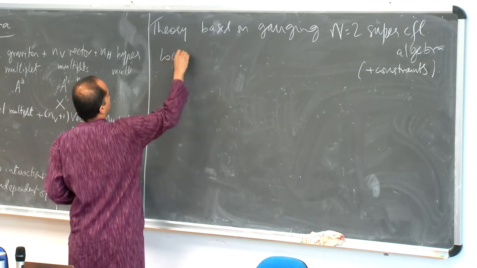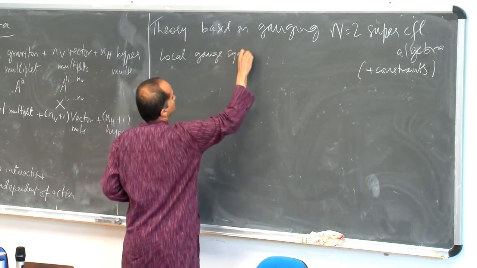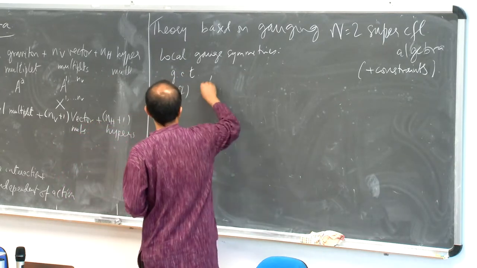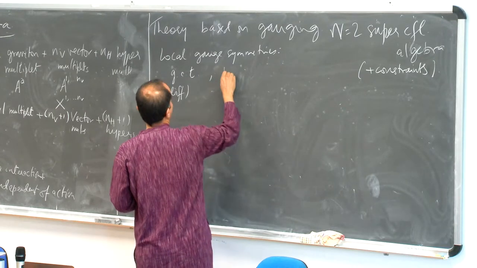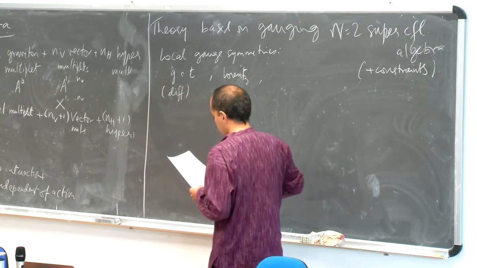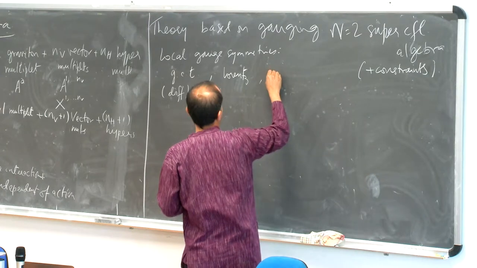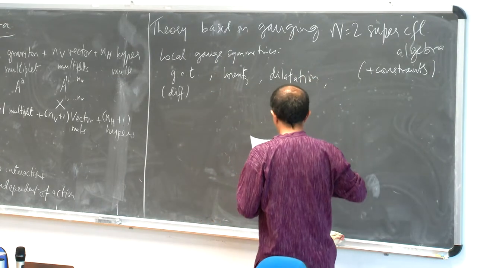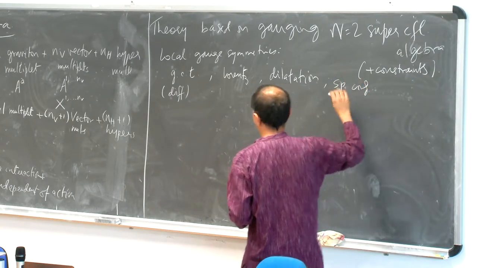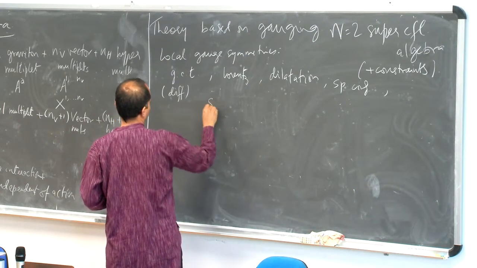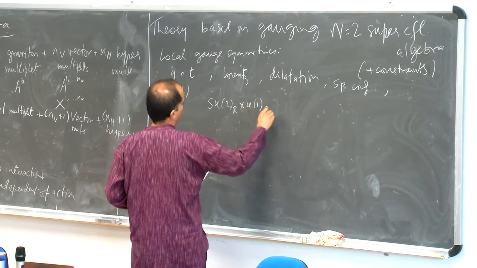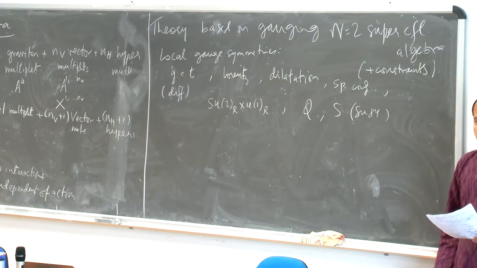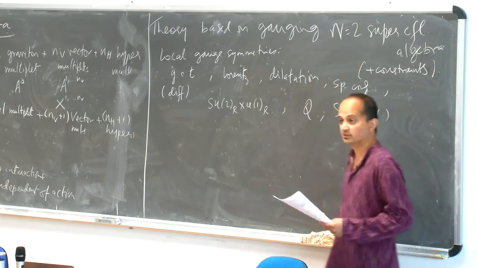And so let me just tell you what the symmetries are. So the local gauge symmetries are, so there's general coordinate transformation, or which is the same as diffeomorphism. There's local Lorentz transformations. So these are just local rotations. There is dilatation, which certainly is not present in Poincaré supergravity. And then there are special conformal transformations, which also are not present in Poincaré supergravity. There's an SU2 times U1R symmetry, and there's Q and S supersymmetry. Okay, all of these are local transformations. And so you can think of this as based on some gauge principle.